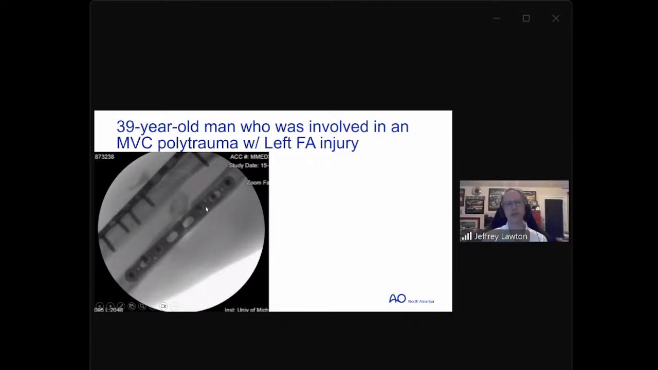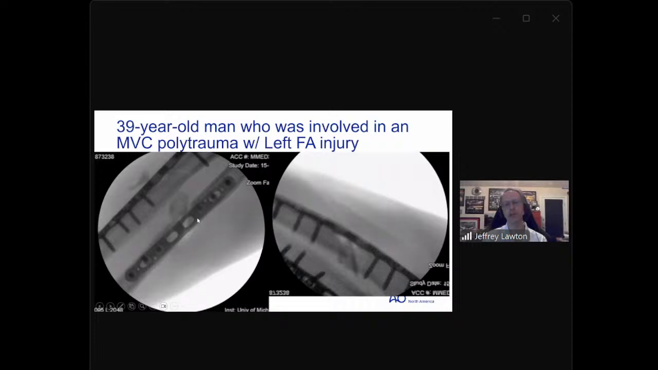Here you see our fixation. So again, bicortical screws, 3 above and 3 below the radius fracture, as you see here.